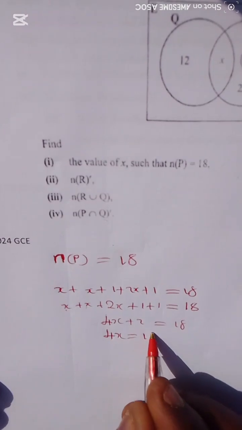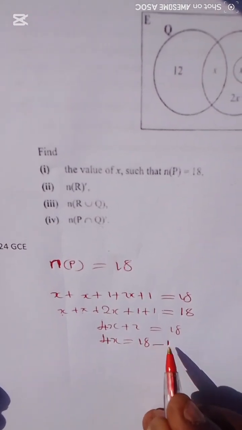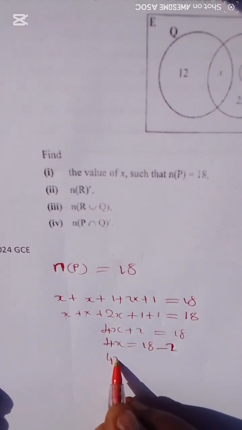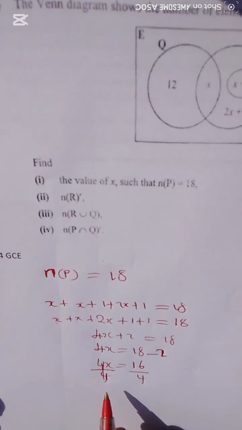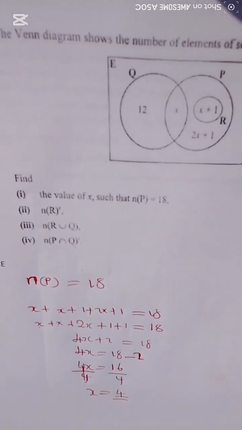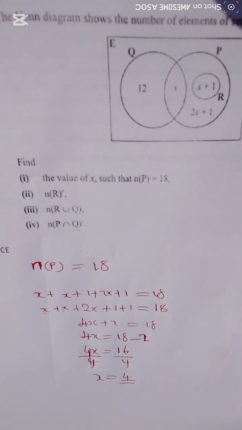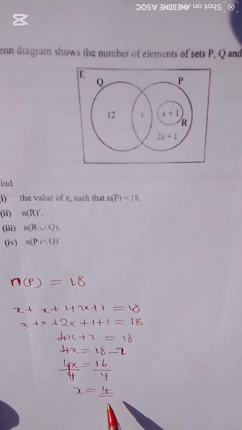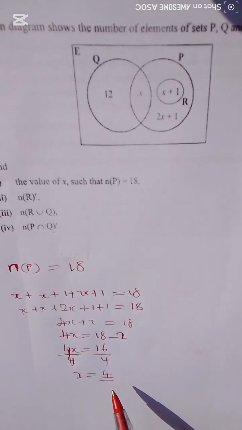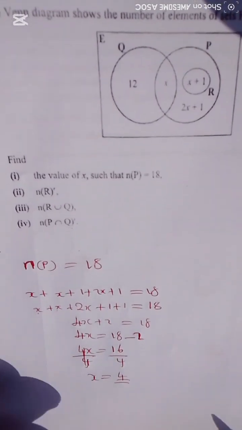So we'll group the like terms together. So it will be 4x equals 18 minus 2. So this will give me 4x equals 16. Then I'll divide by 4. That's 4. So x equals 4. So this simply means that the value of x is 4.